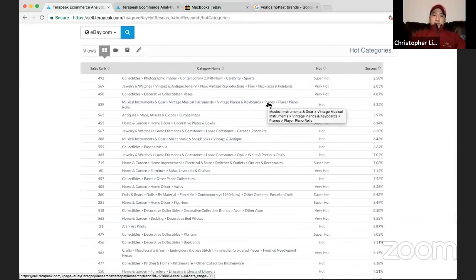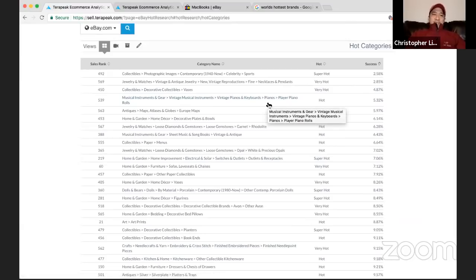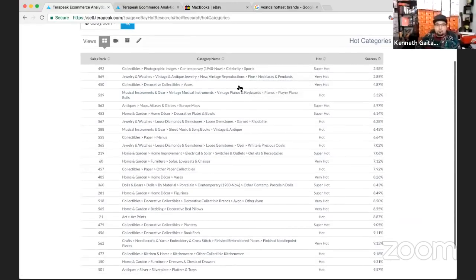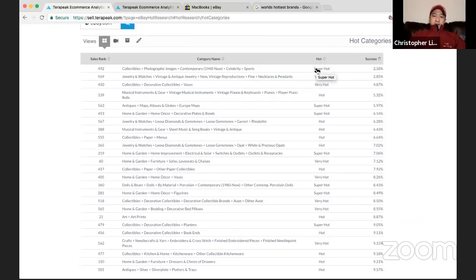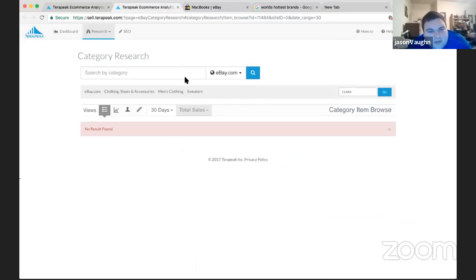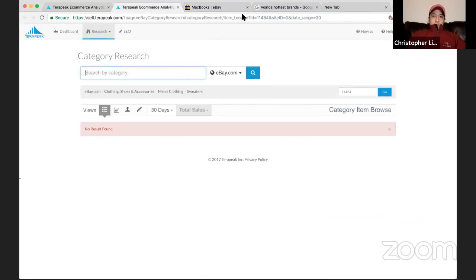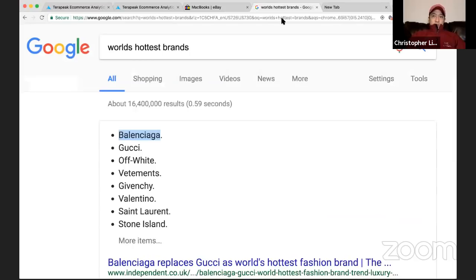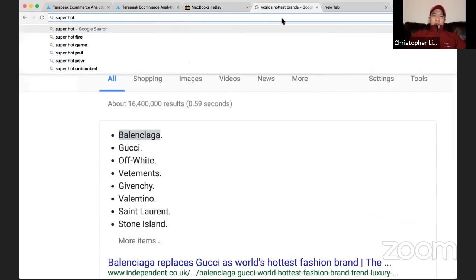Necklaces and pendants. Whoa, look at this. It's super hot. It normally has a 2% sell-through rate. Wow. Well, I'll say hot or super hot. What's the difference between hot and super hot? Well, super hot is the better, right? Super is the better. Yeah, but it's not based on sell-through rate. Probably by search. What a horrible terminology.